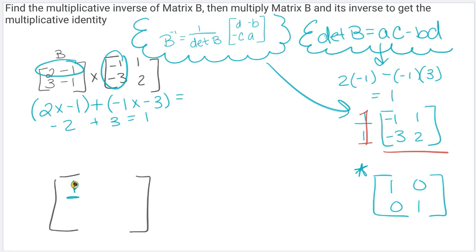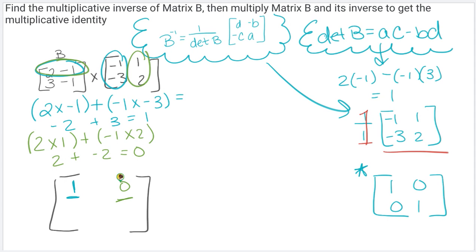So far, so good. And I'll go ahead and do one more, and then obviously it'll make more sense. So for example, to get this number in the upper right hand corner, we would look at multiplication and addition using our top row and our right hand column this time. That would be 2 times 1 plus negative 1 times 2, which will give us 2 plus negative 2, which is 0.